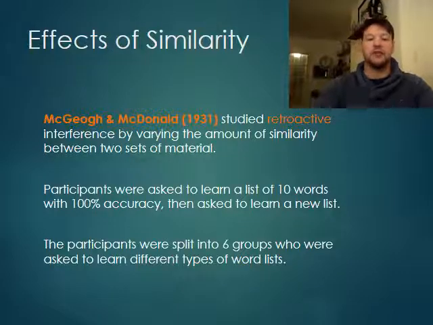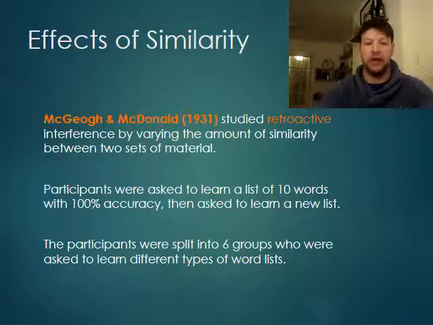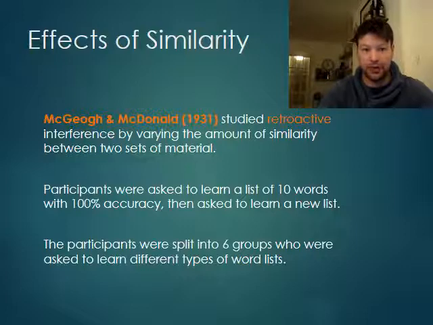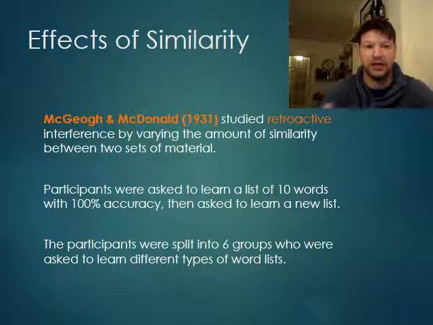Participants are to learn a list of 10 words with 100% accuracy. So here is a list, learn it. It would take them 10, 15 minutes until they could do it with complete accuracy. They definitely learned this list. That's the start. Everyone did that. Then the participants were split into 6 groups who were asked to learn a different type of word. So this is where the IV is. They've all learnt a list for sure.